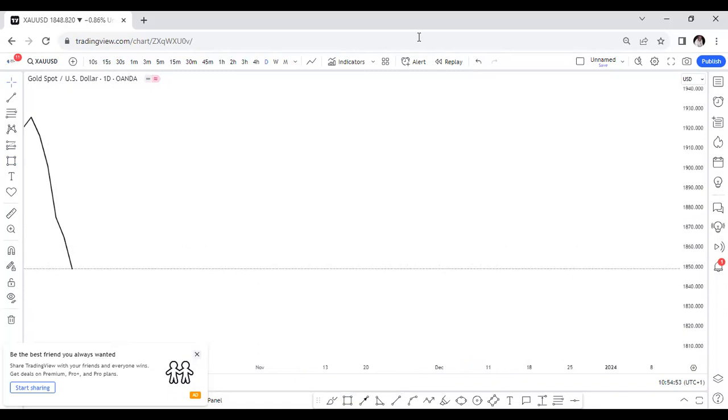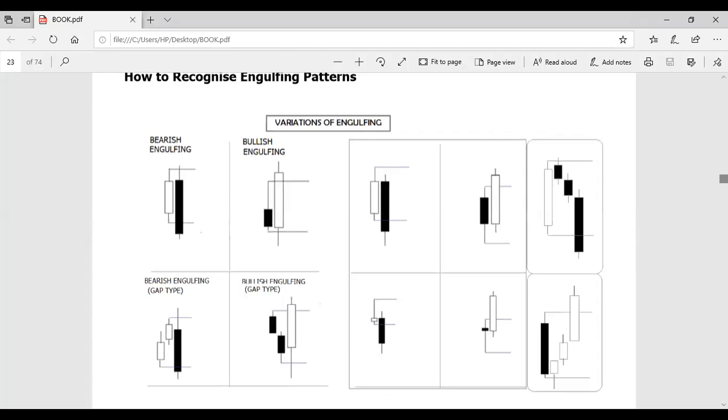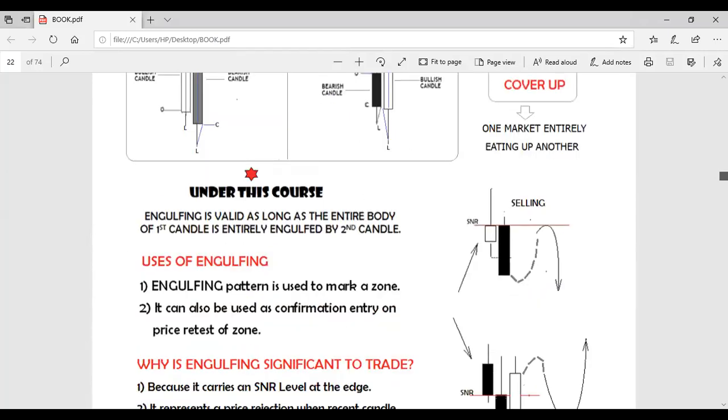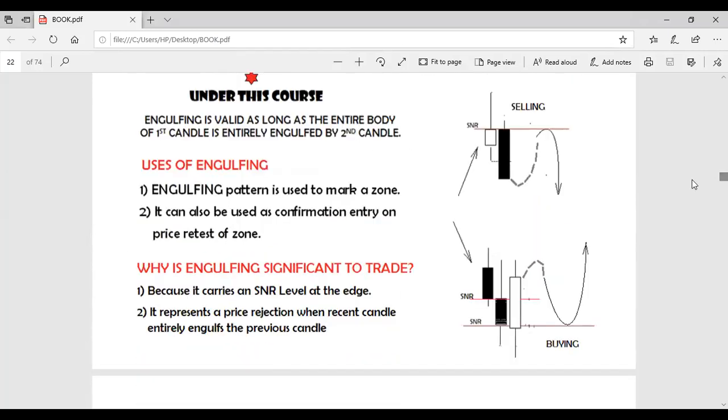I told you that as long as this is discovered, we have engulfing as valid, as long as the engulfed candle body is entirely enclosed by the recent candle. So then the uses of engulfing, there are two uses we are going to pinpoint here. The first use: we use the engulfing pattern to mark a zone.